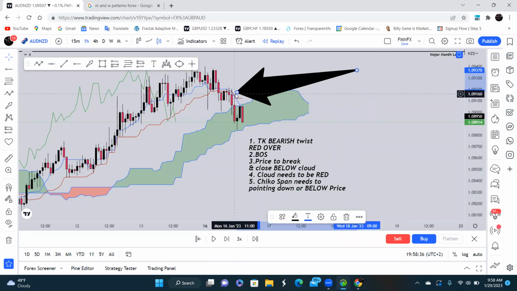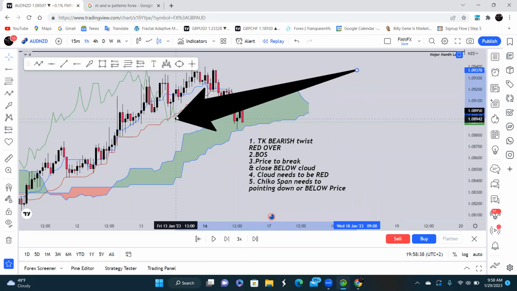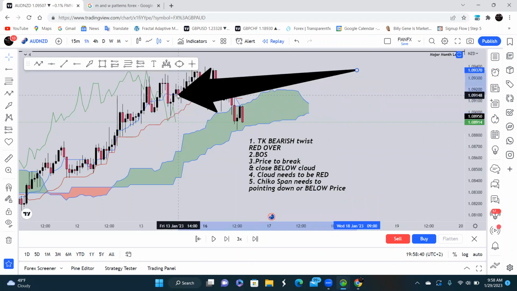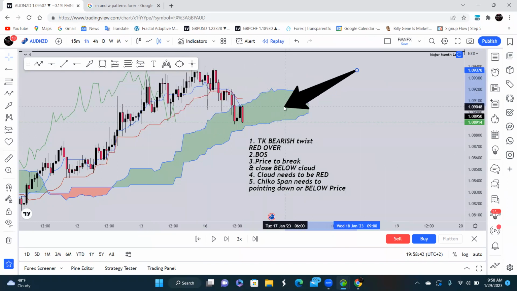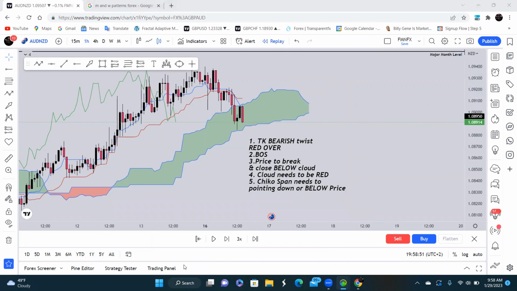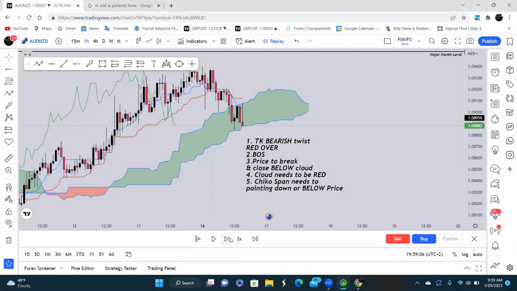Not only did we get the TK cross, oh man, look at that Chikou. It's below price and it's pointing down. Should we hit sell? Are we good for a sell? Go ahead, unmute or type in the chat. Should we hit sell yet? Waiting, waiting. Don't be shy. No, red cloud, right? Exactly. Nope, the cloud's not red. So the answer is no.